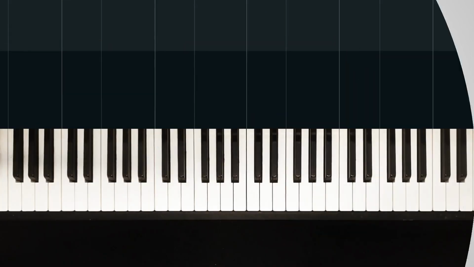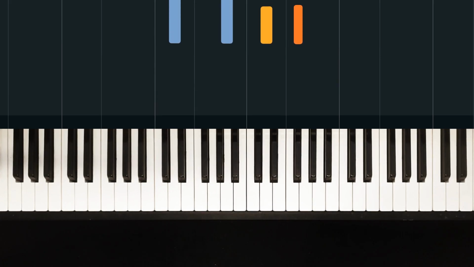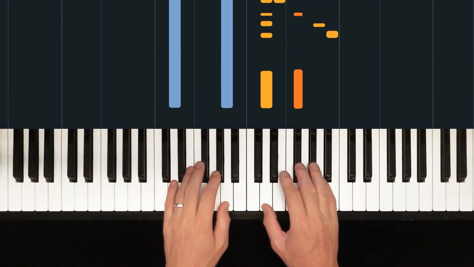Beautiful little ditty this one. And this is the intro and first verse. Here we go.